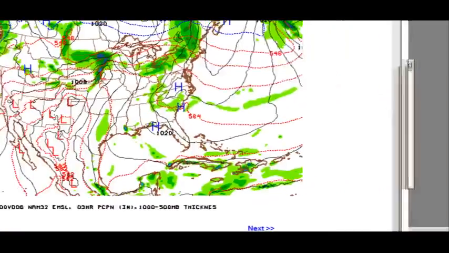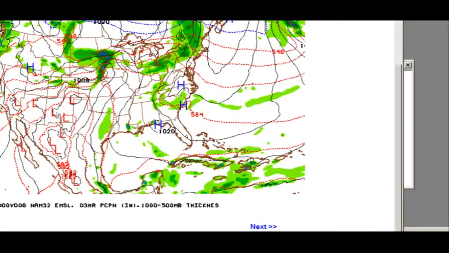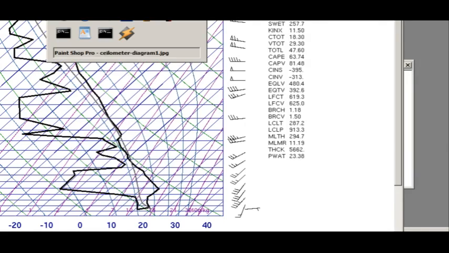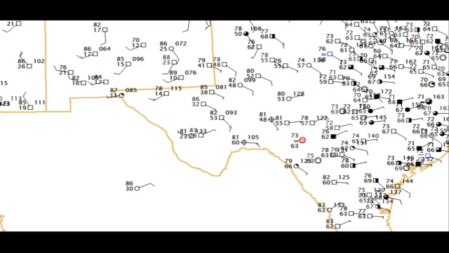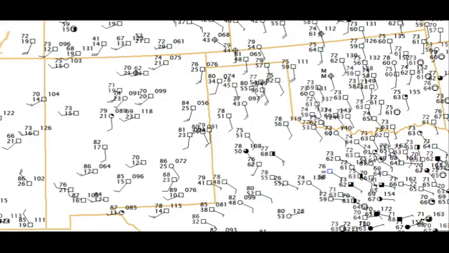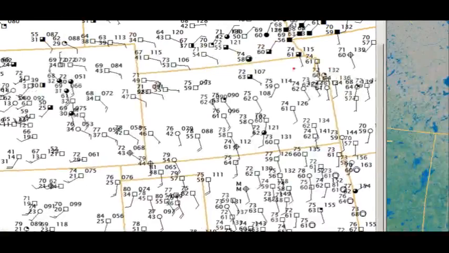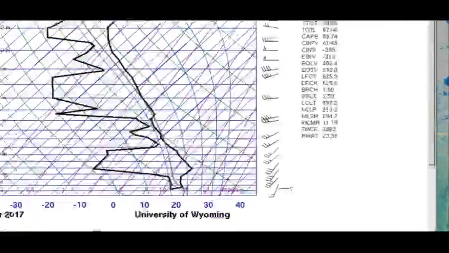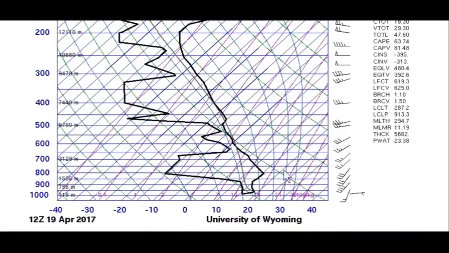Okay, moving on along. Let's see here. We've gone through the upper level dynamics. So let's take a look at the cap. Let's look at the Topeka sounding. So we know that from the analysis that we've done today, Topeka is going to be ahead of the cold front. So this is the Topeka sounding for this morning.